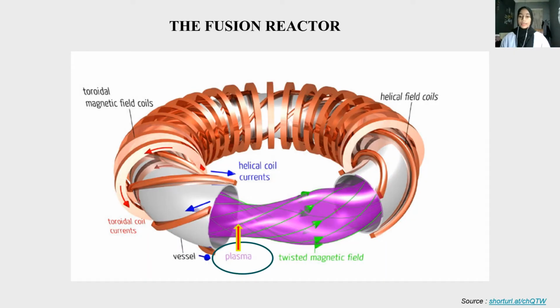The figure shows that the strong magnetic field was used to confine and control the superheated plasma away from the vessel walls inside the vacuum vessel in a torus shape called tokamak.